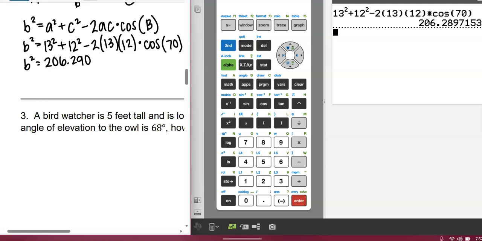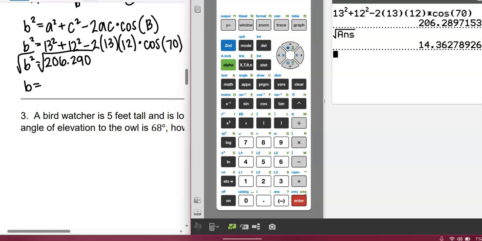Say yes if you're with me. Great. I got like 5. That's a good sign. Hey, how do I solve for b? Square root both sides. My calculator can also do that. So I'm going to use my answer so that I'm as accurate as possible. I'm going to go second square root and then second negative sign to use my answer and then enter. So b is 14.363. Are there units in the picture or no? No? Okay.